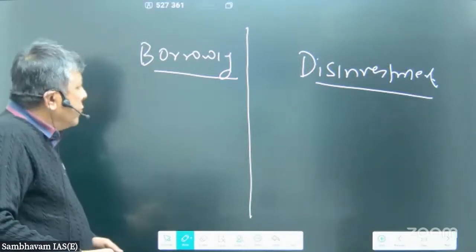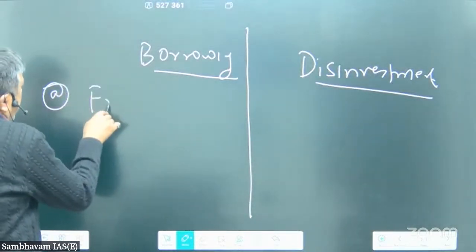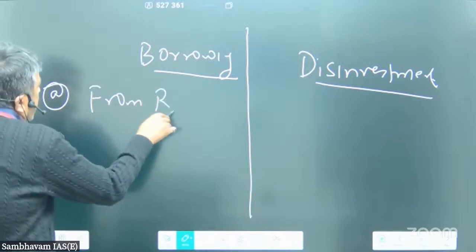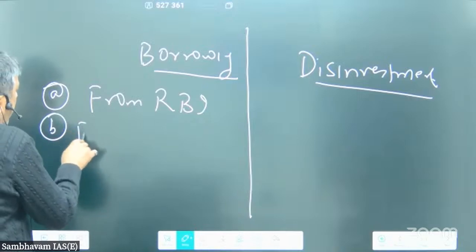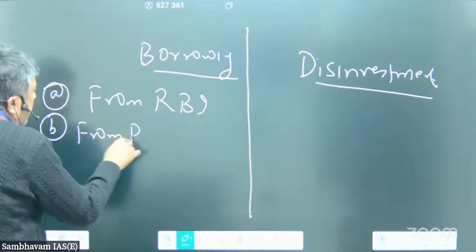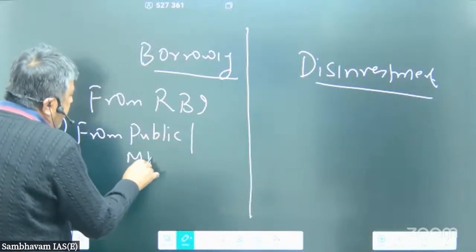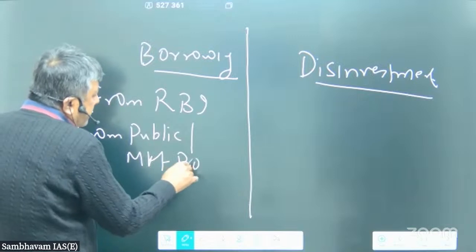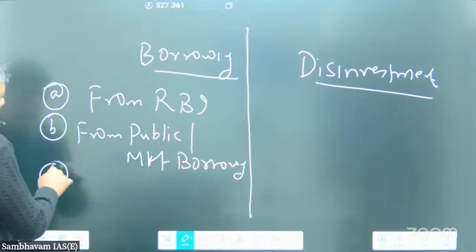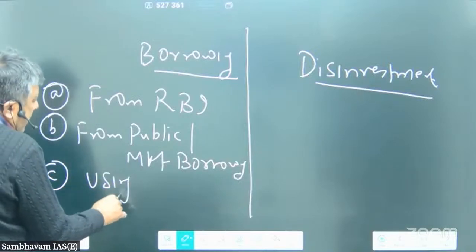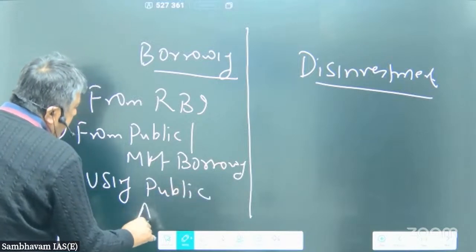Now under borrowing, there are three. First is from RBI. Second is from public, which is also known as market borrowing. And third is called using public account money.